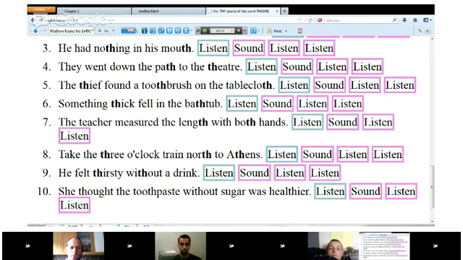Can I hear it once more? Okay. The teacher measured the length with both hands. Perfect that time. Yeah, that was really good.